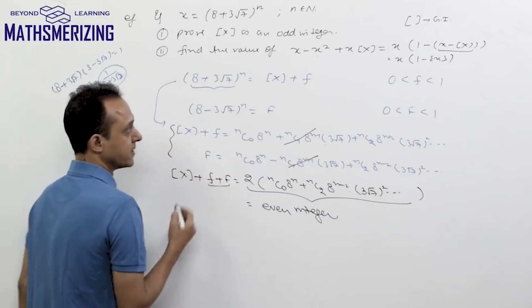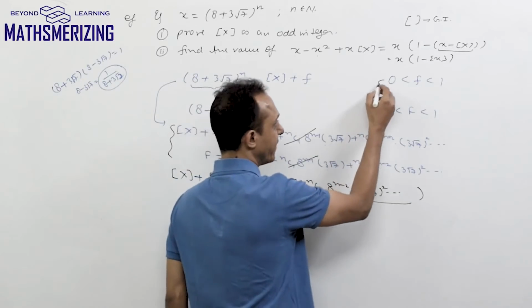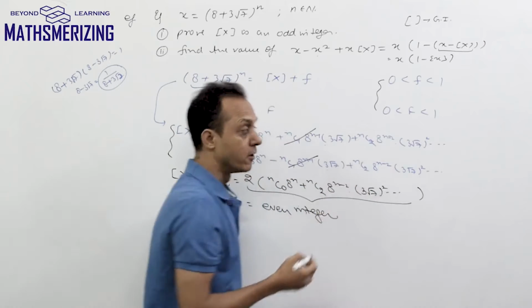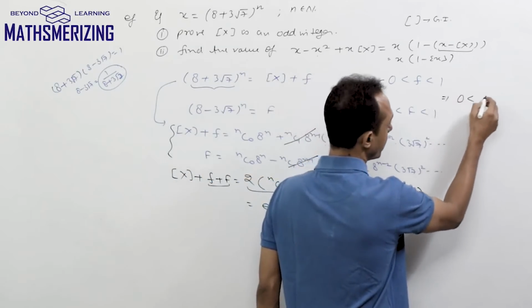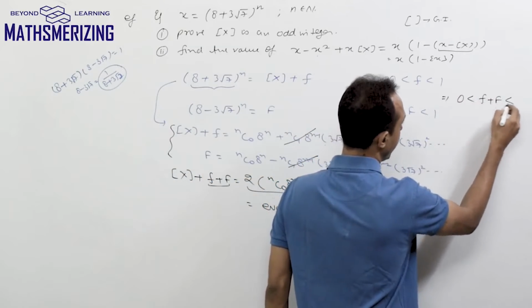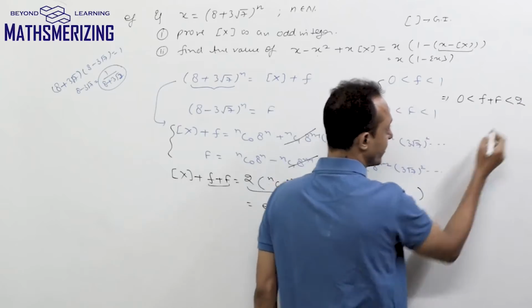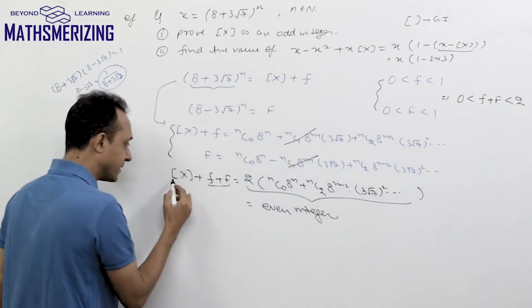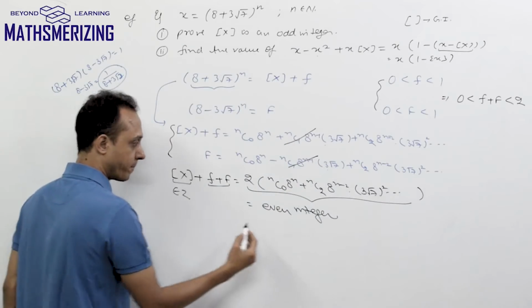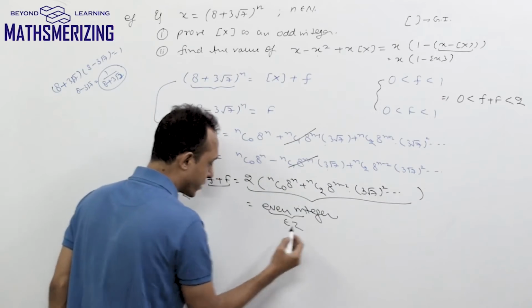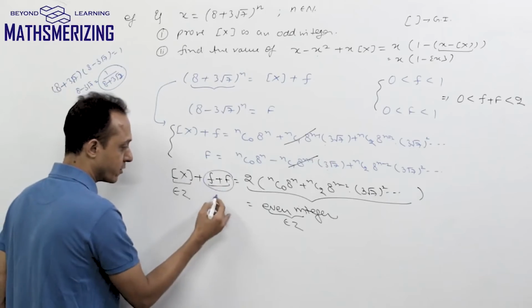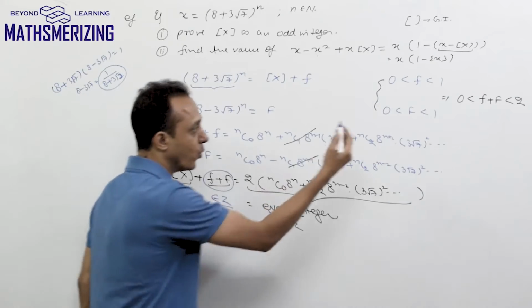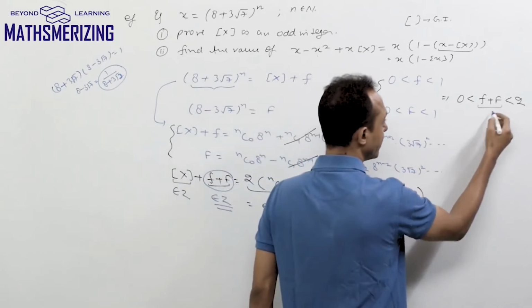Now what about f plus F? What I know is the value of f lies between 0 and 1. Value of capital F also will lie between 0 and 1. So if I add them up, I can say the value of f plus F will lie between 0 and 2. Now greatest integer function of x is an integer. Right hand side is also an integer. So it simply means the value of f plus F should also be an integer. So the only integral value possible in this case is 1.